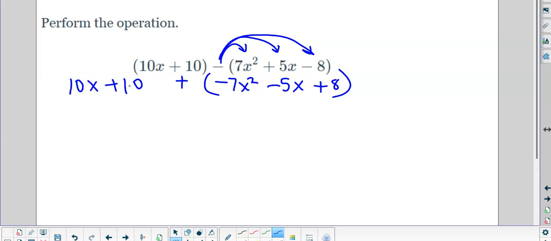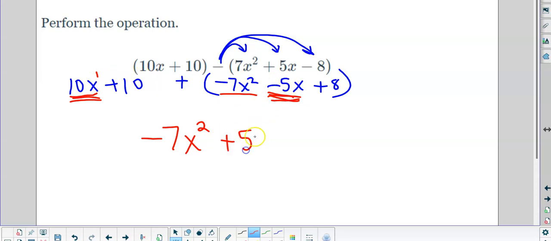Now you can add in any order that you want as long as the terms are like terms. This first term is an x with a power of 1, but this other term is an x to the power of 2, so they are not alike. I'm going to write this term first because that has the highest degree. Then this term will combine with that term here. So 10x's take away 5x's is positive 5x's, and then plus 10 and plus 8 makes plus 18. So negative 7x squared plus 5x plus 18.